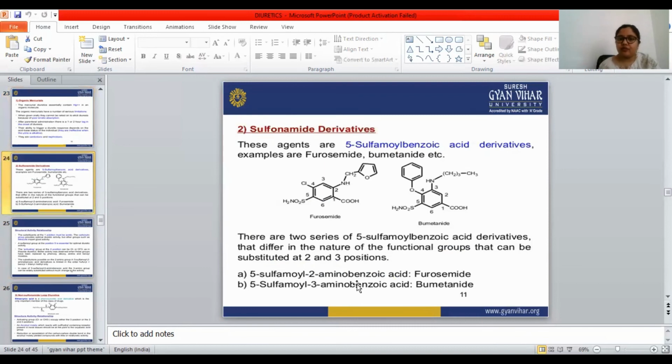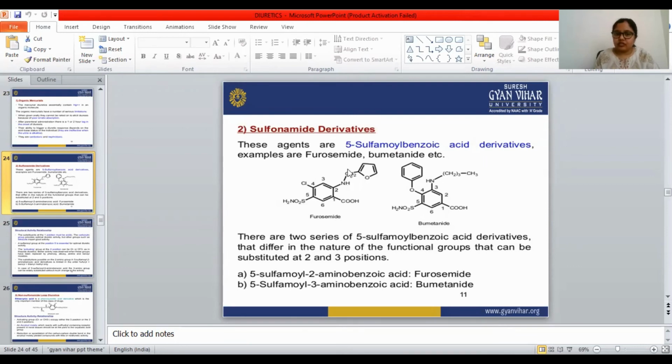Next drug class is sulfonamide derivatives. These agents are 5-sulfonyl benzoic acid derivatives. Examples are furosemide and bumetanide.